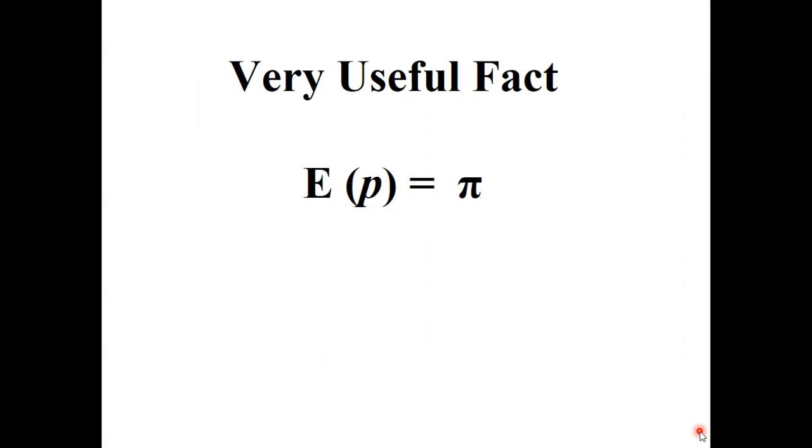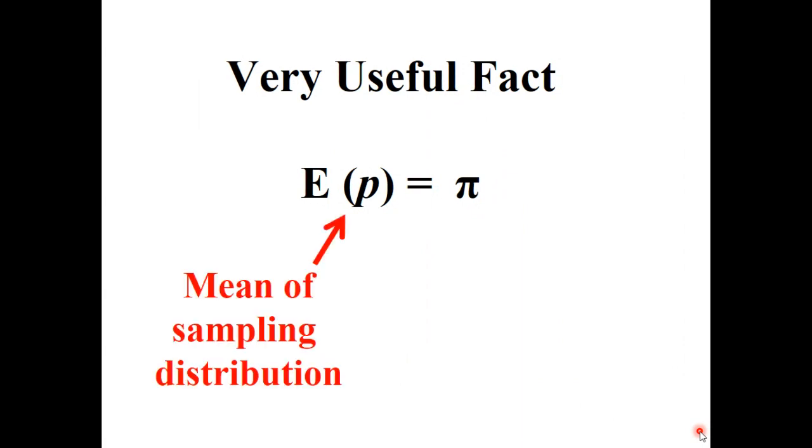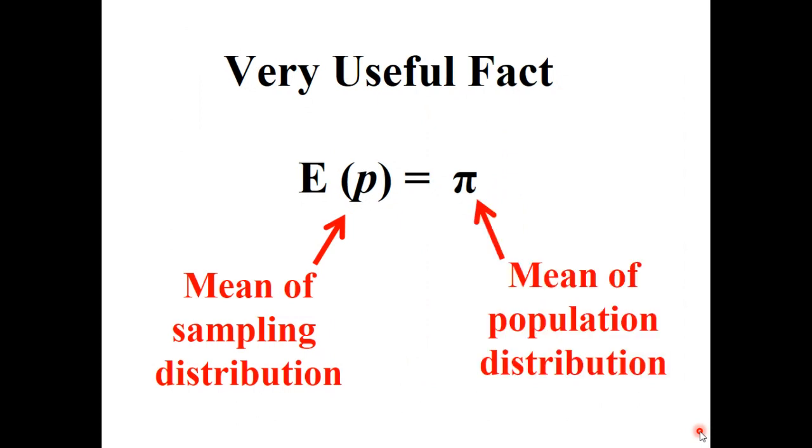Now, here's a very useful fact that you'll use a lot during the next few weeks in this course. The expected value of p is equal to pi. Now, remember, the expected value of p is the mean of the sampling distribution, and pi is the mean of the population. So when we say the expected value of p equals pi, we're saying that the mean of the sampling distribution is the same as the mean of the population distribution.